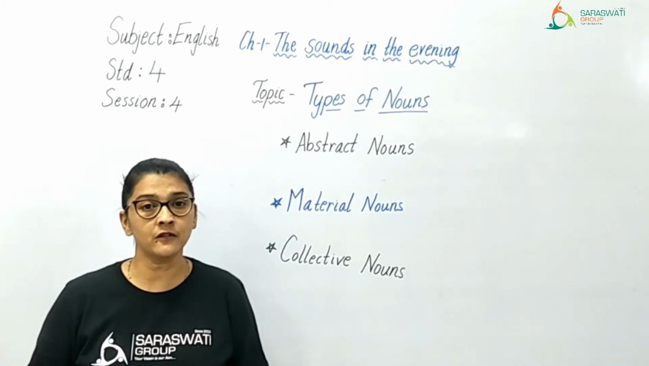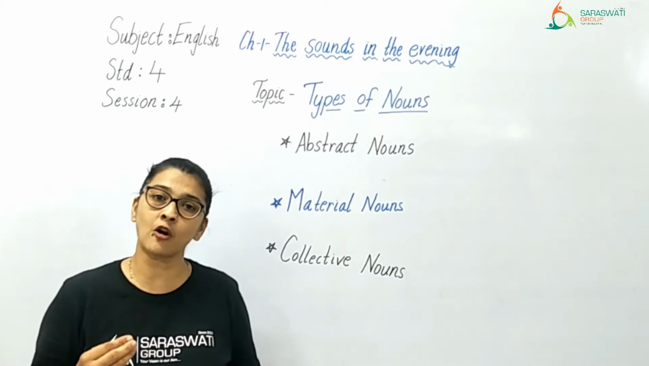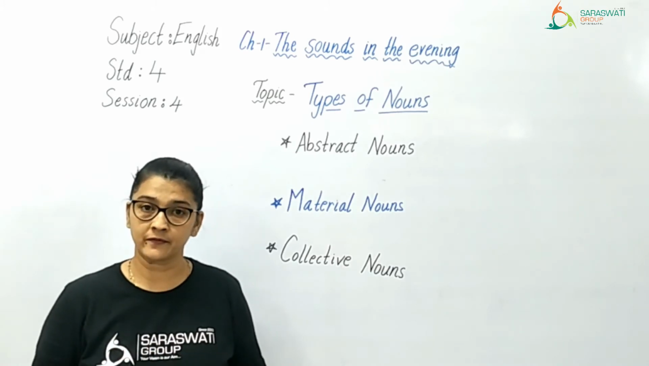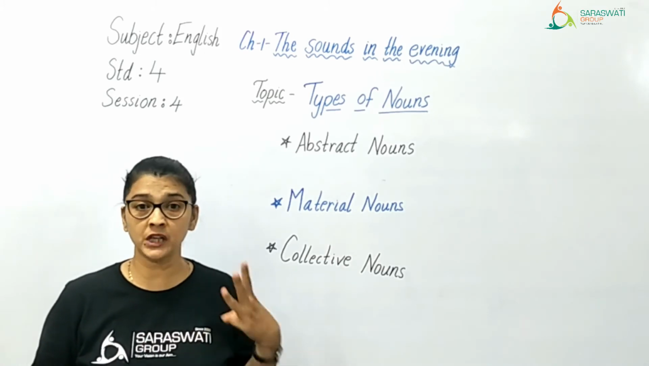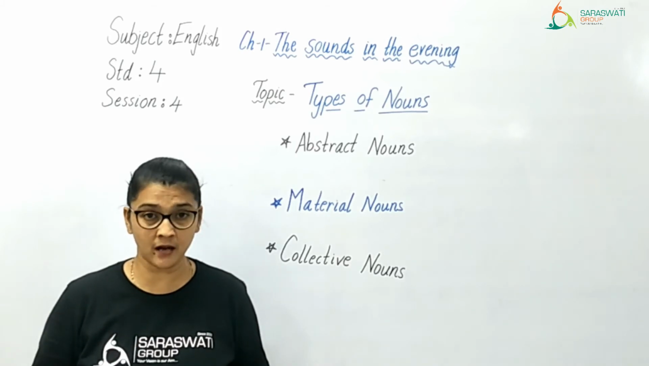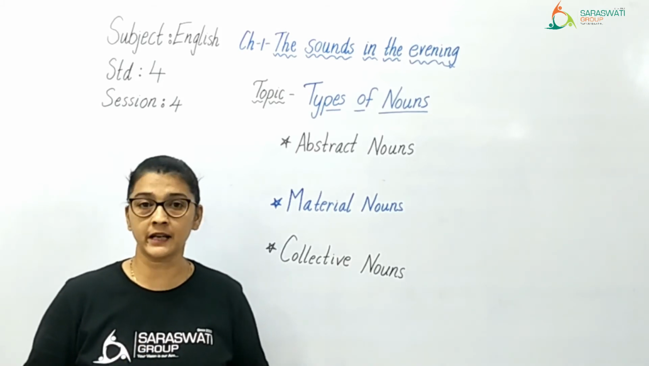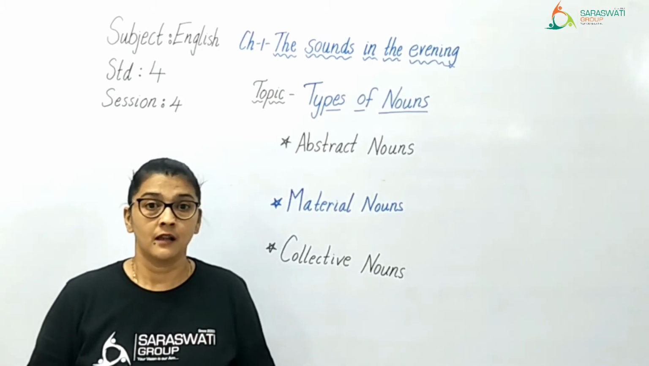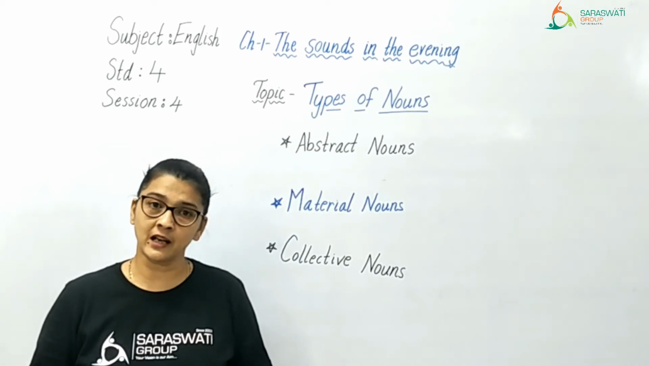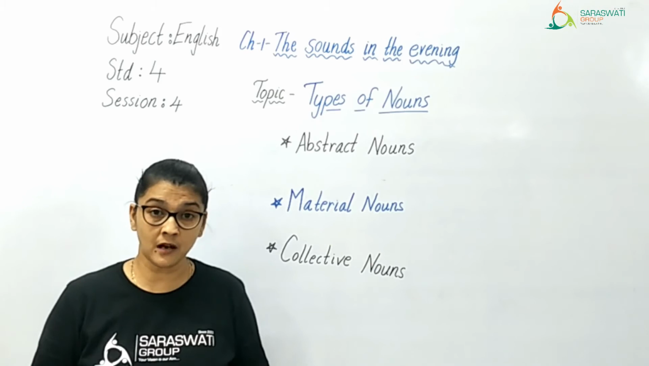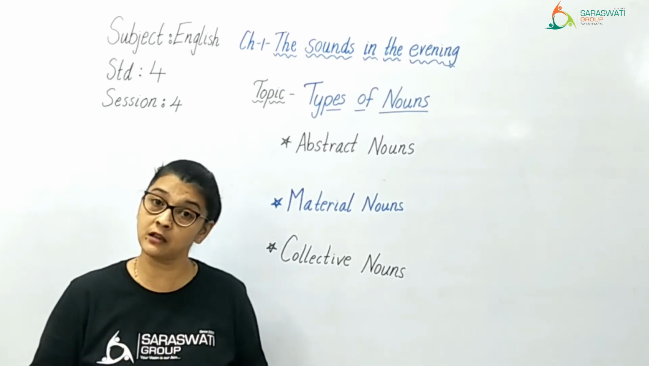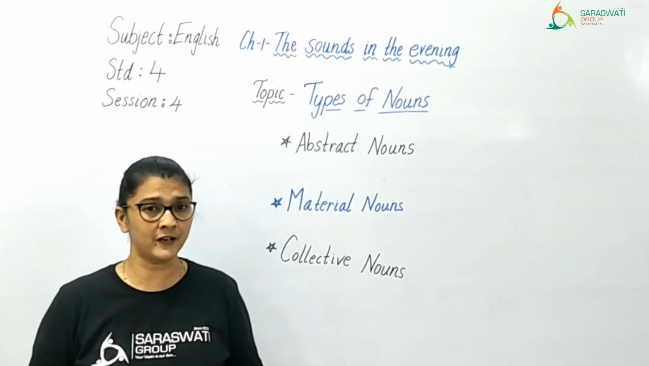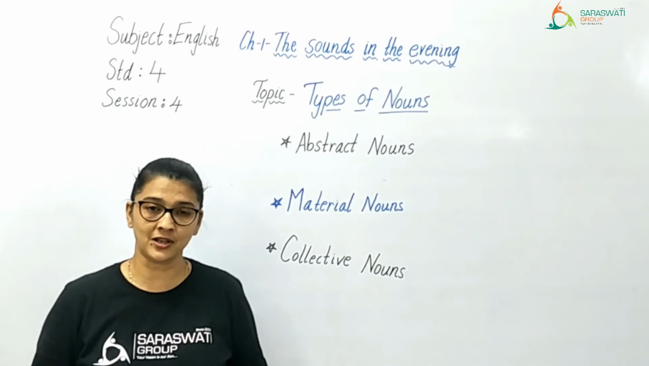So, in this session, we are going to revise a bit of nouns and we are going to learn the types of nouns. Okay, we are going to learn three types of nouns, that is abstract noun, material noun and collective noun. Now, why are these different? Let us find out in detail how abstract noun is different from material noun and how material noun is different from collective noun. Okay? And trust me, it is going to be a fun way. So please pay attention.